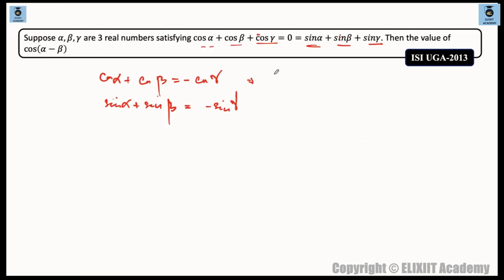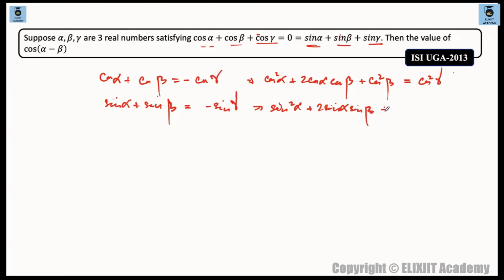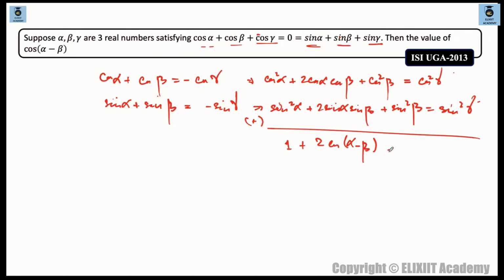Then next, square both sides and add. Squaring gives cos square alpha plus 2 cos alpha cos beta plus cos square beta, and on the right hand side cos square gamma. And from here sin square alpha plus 2 sin alpha sin beta plus sin square beta is equal to sin square gamma. Square and add: 1 plus 2 times (cos alpha cos beta plus sin alpha sin beta), meaning cos of alpha minus beta, plus 1 is equal to 1. So cos of alpha minus beta is -1/2. Simple manipulative question and very basic.